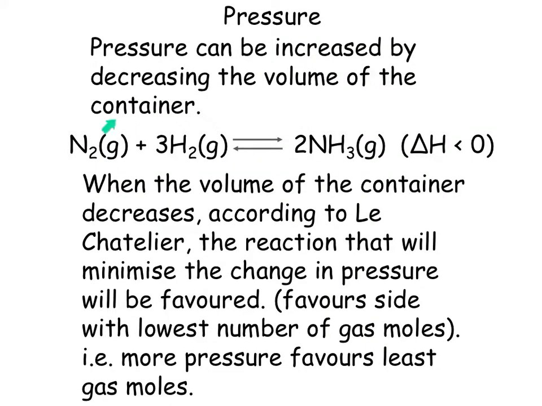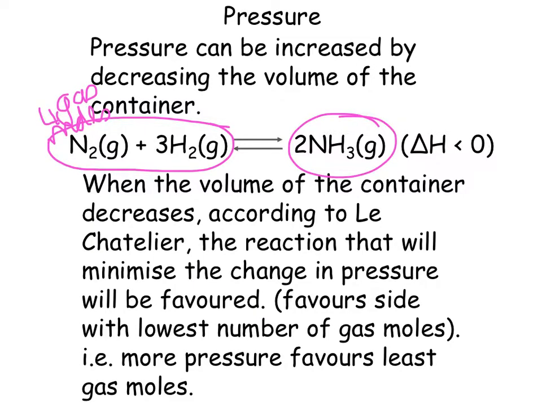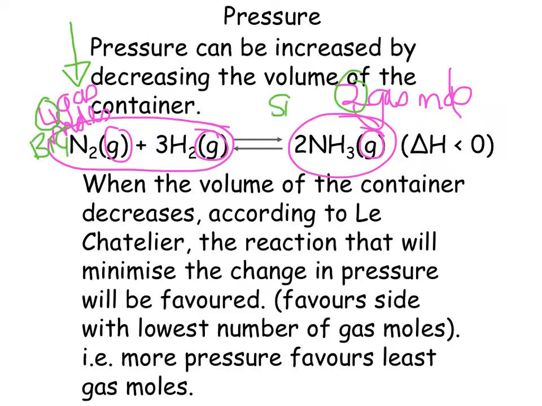So over here, if I look at the balanced equation, I've got 1 mole reacts with 3 moles to produce 2 moles. Altogether on the reactant side, I have got 4 gas moles. I'm only interested in the gas moles. On this side, I have got 2 gas moles. Gas, gas, and gas. So, if I were to put pressure onto the system, it would try to make itself smaller. 4 is a big number compared to 2, which is a small number.